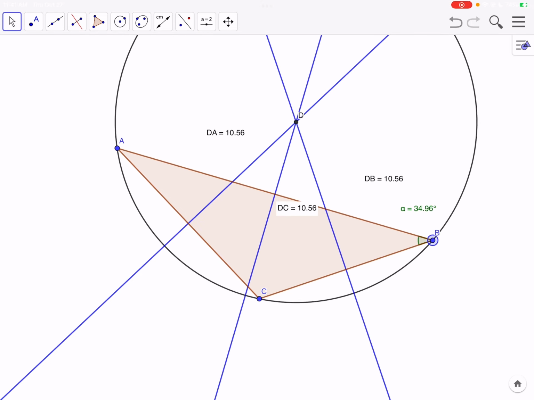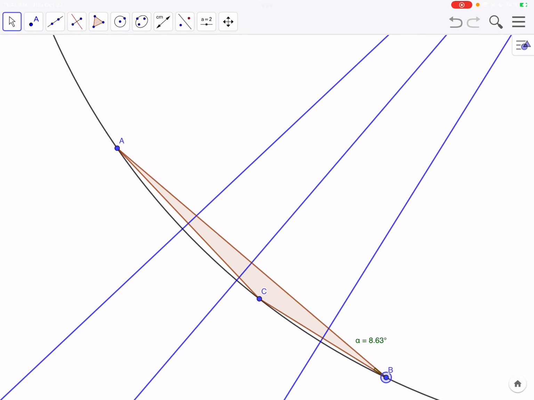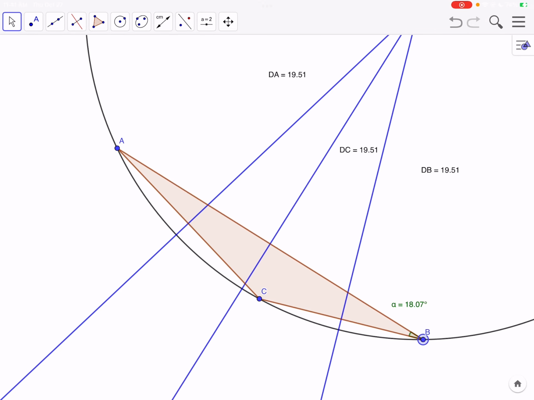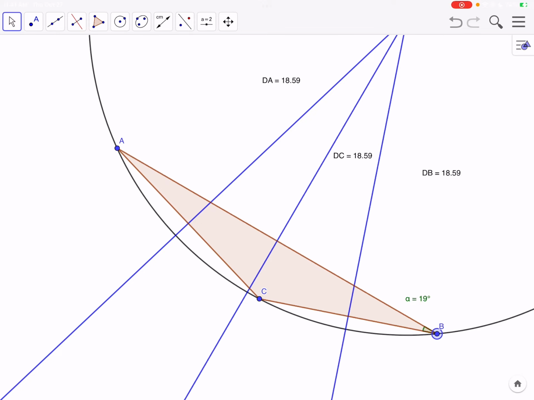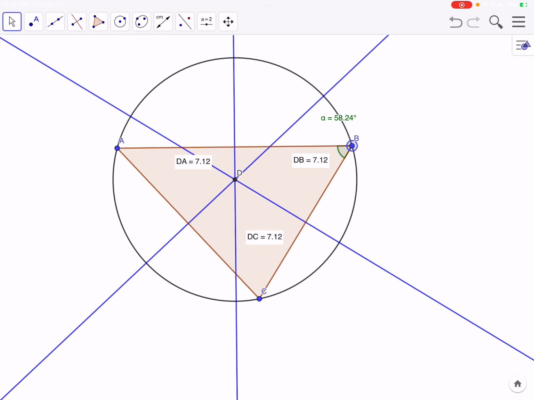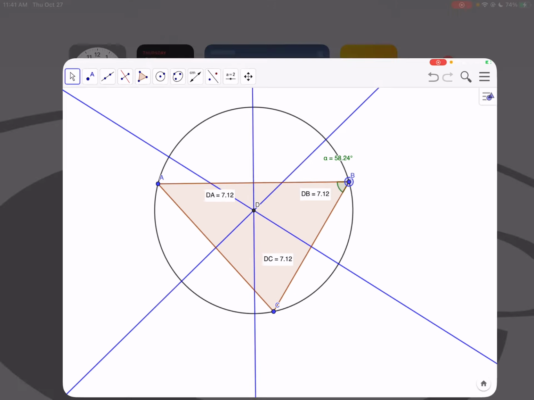Hopefully it's not overwhelming, but it doesn't matter what I do to this circle. It is going to be equidistant, and that circle goes through all three vertices. Goes through all three vertices, my friends.